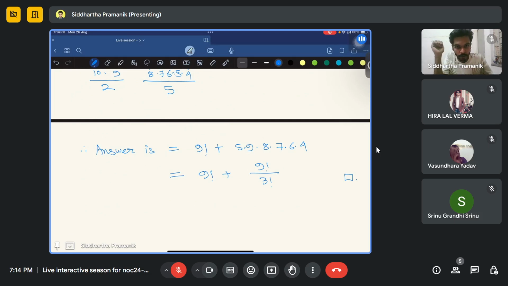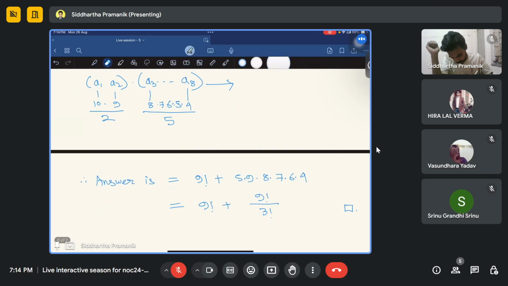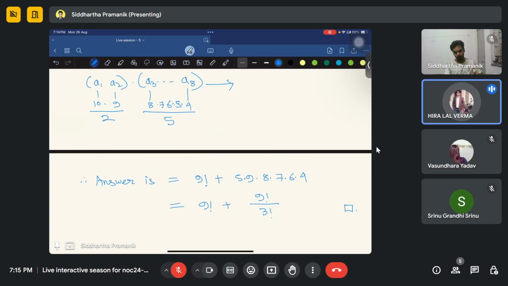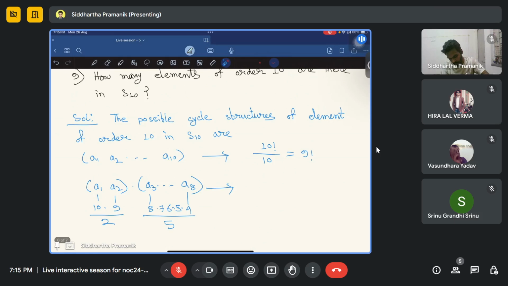Okay, did you understand this? If you have any doubt, just ask me now. It will be better for you. Okay, did you understand this cycle structure?